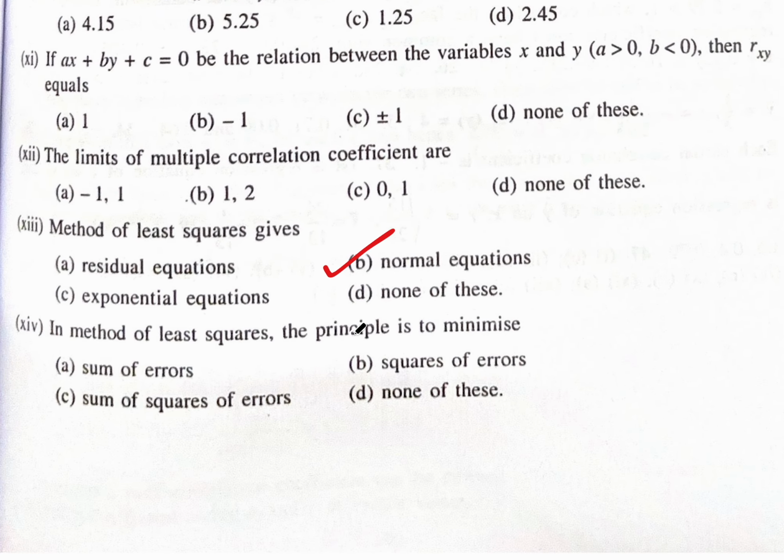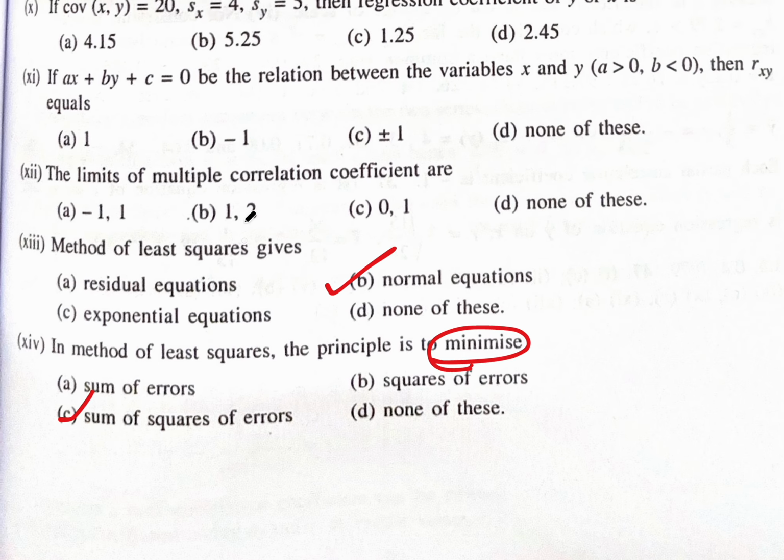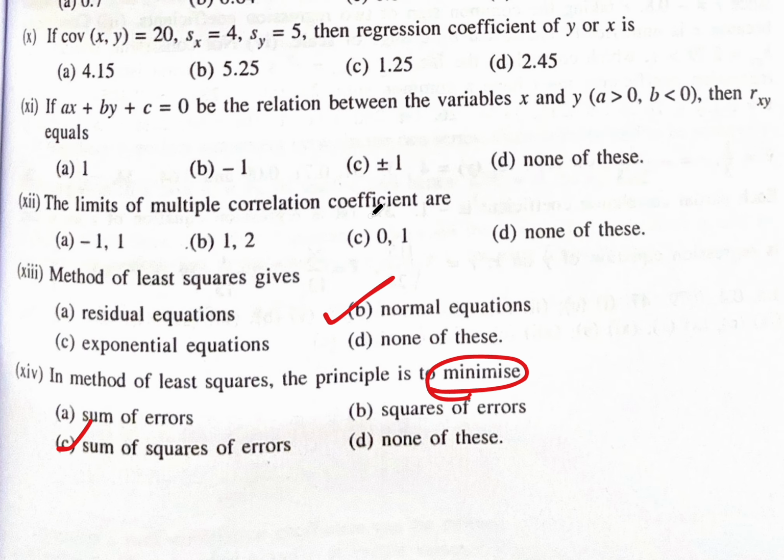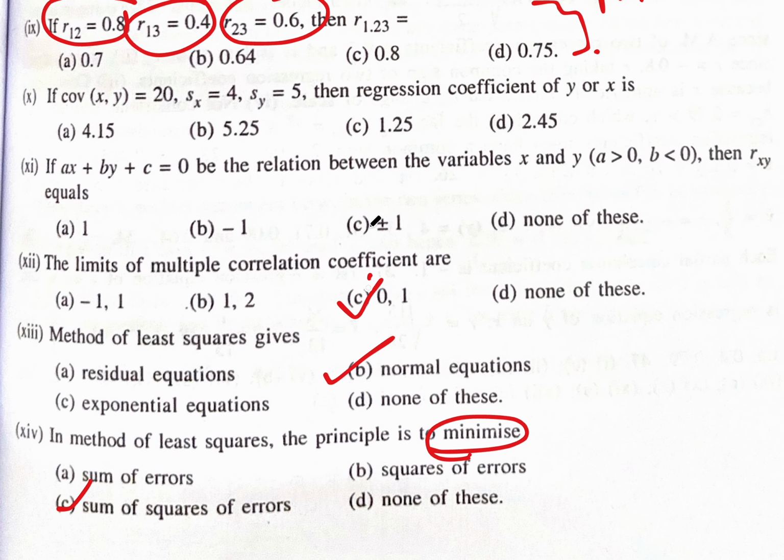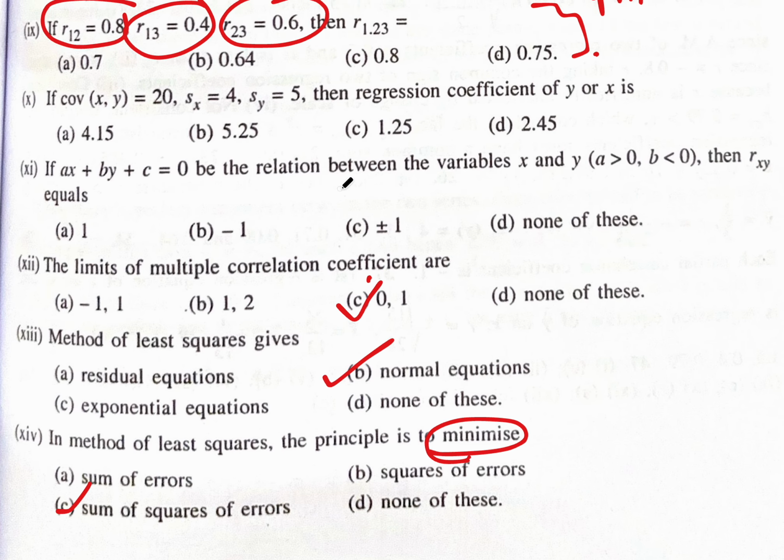Method of least square gives the normal equation. The principle is to minimize sum of square of errors, right? Yes. Limit of multiple correlation coefficient are, now I think it's 0 and 1. Yes, now that we just discussed. Ax plus by plus c, the relationship between x and y, then rxy equals.